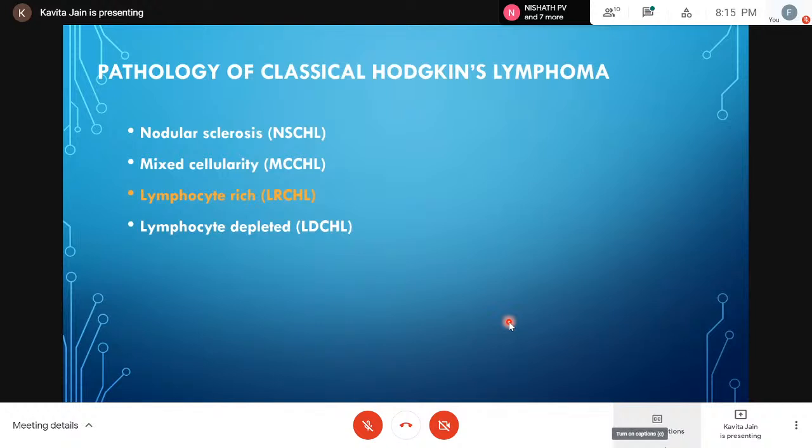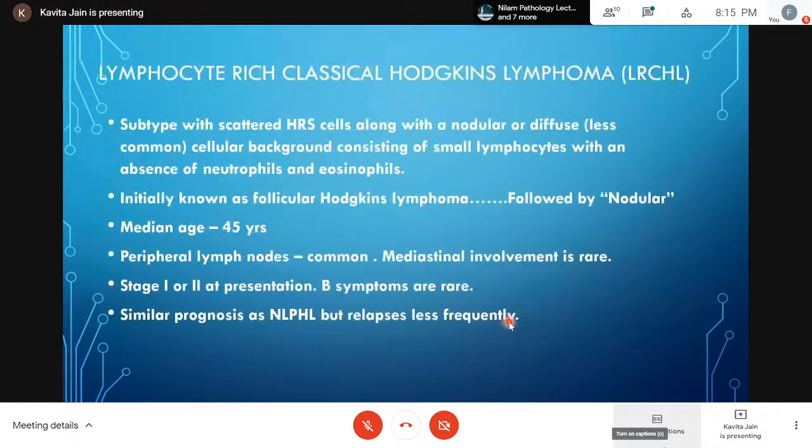The lymphocyte rich is, as the name suggests, with an absence of neutrophils and eosinophils, and we have scattered HRS cells within the nodules. It was called follicular Hodgkin's, but now it has been called nodular Hodgkin's. Peripheral lymph nodes again, stage 1 or 2 at presentation. B symptoms are rare. It has a similar prognosis to NLPHL and is a very close mimic of NLPHL, but NLPHL has a tendency to relapse frequently. We do see cases coming up in 5 years and 8 years, but generally they are not known to relapse so frequently, lymphocyte-rich classical Hodgkin's.